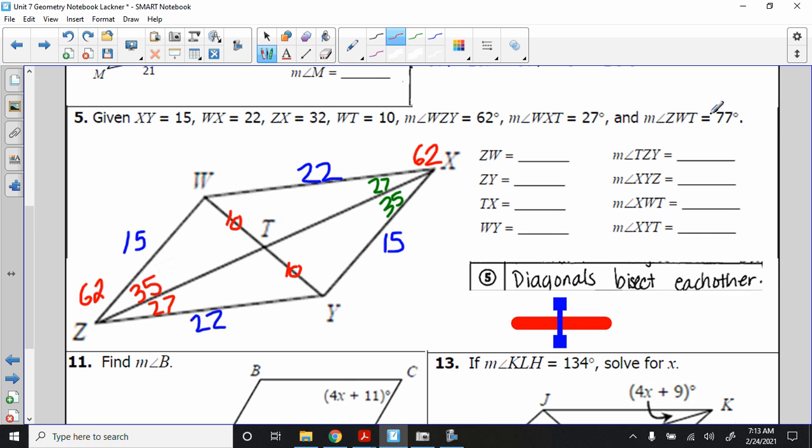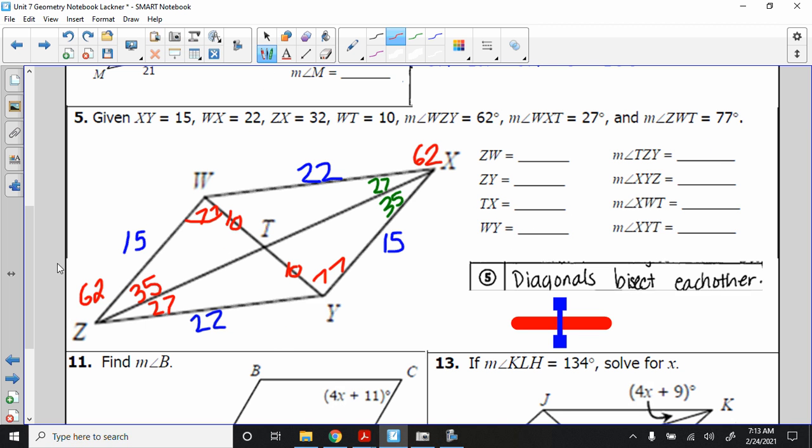So now they say ZWT is 77. Okay, so ZWT is this one right here. This is 77. This is also 77. Okay? So then we can take all the information we have and start to fill this out with that.